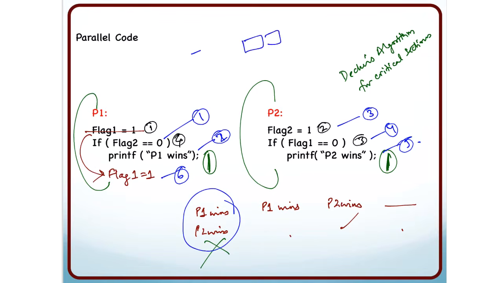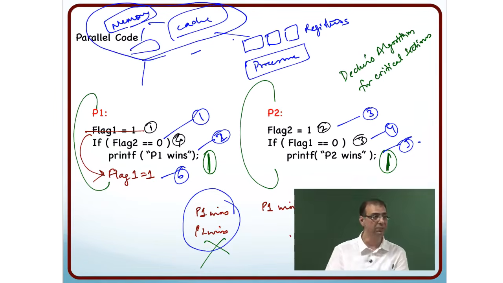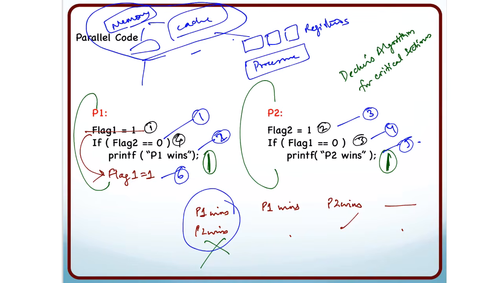Remember, there are these registers which are right next to the processor, and then there's the cache, and then there's the main memory, right? I'm going all over the place. The other caches and this memory subsystem together form your memory system, which is consistent. So now what does the compiler do?